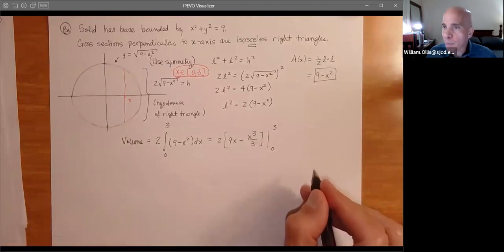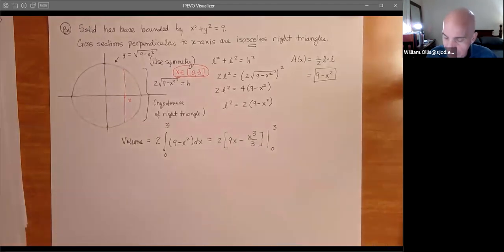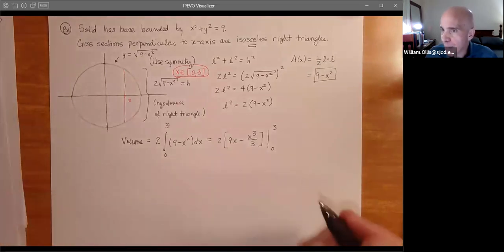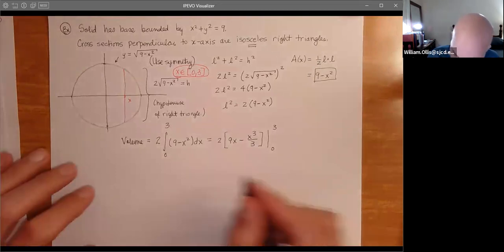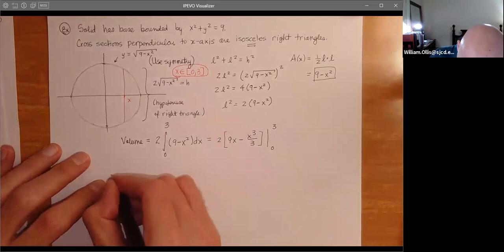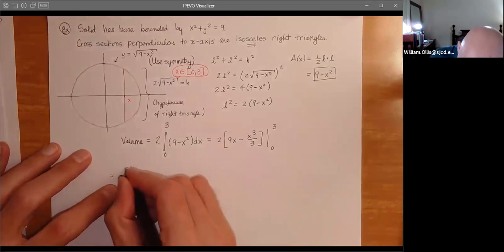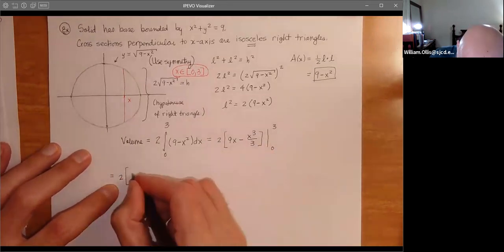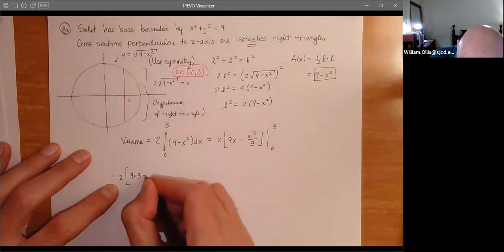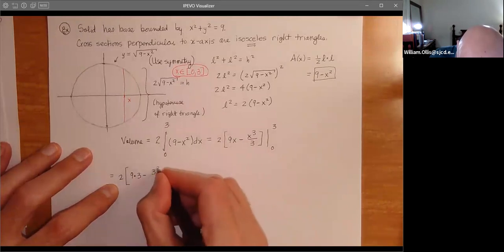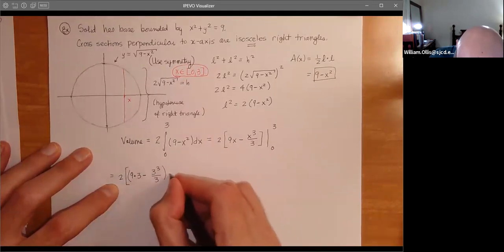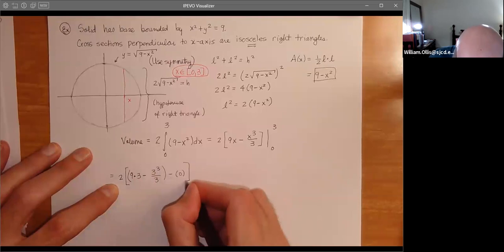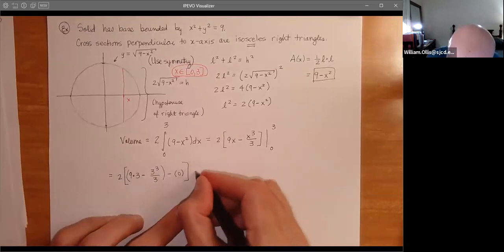We did the warm-up problem with the inverse sine, and the evaluation was lengthy. Here, we're just doing a bunch of basic arithmetic, which can be difficult, especially if you leave out a factor of 2. So we have to be very vigilant. So we have 2, and we'll substitute the 3. So we have 9 times 3, and then minus 3 cubed over 3. And then, of course, the 0 from the lower limit annihilates everything.